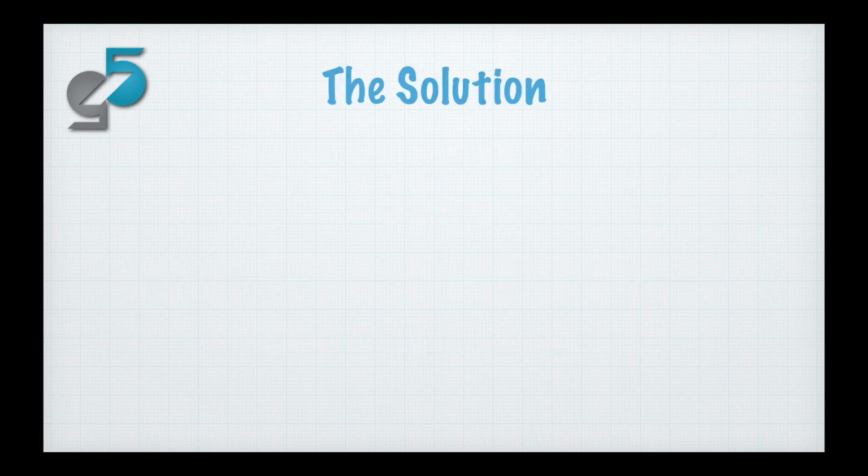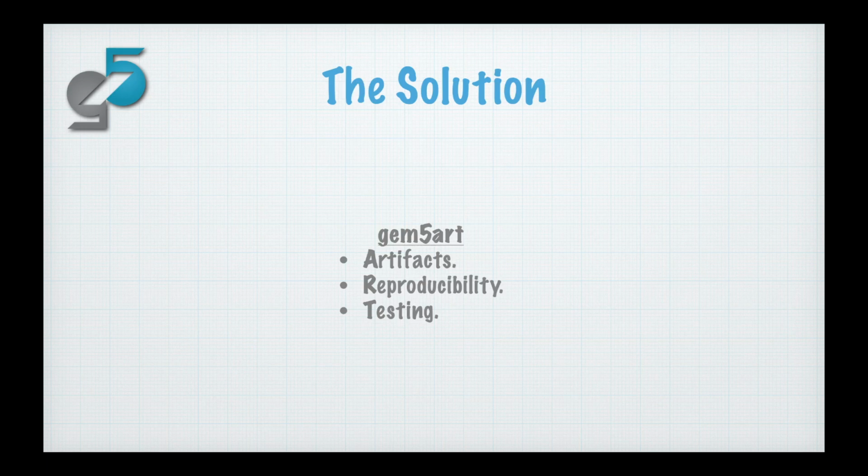And that's why we created this two-part solution. The first part is Gem 5 Art. Gem 5 Art is the Gem 5 artifacts, reproducibility, and testing framework. Artifacts, as in everything you use for a particular execution, is stored as an artifact inside a database. Reproducibility in this database is available to the wider world and allows this to be reproduced as all the artifacts are logged within this database.